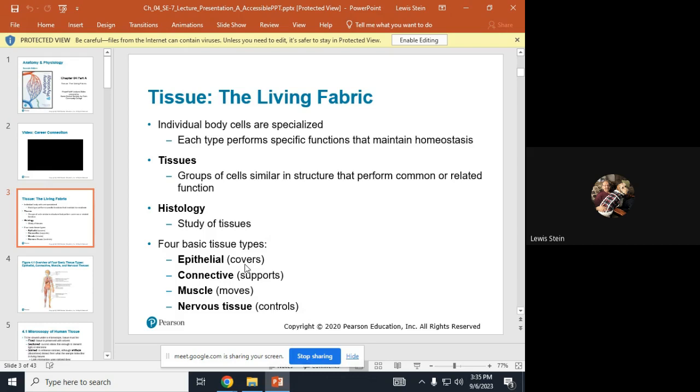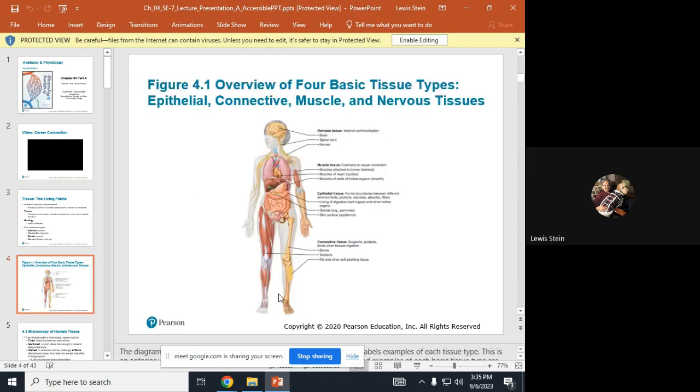Muscle and nervous tissue we do a whole unit on in the lecture component. I'm not going to get crazy about it. It's just showing you where these tissues are. I don't love that slide anyway. Okay.